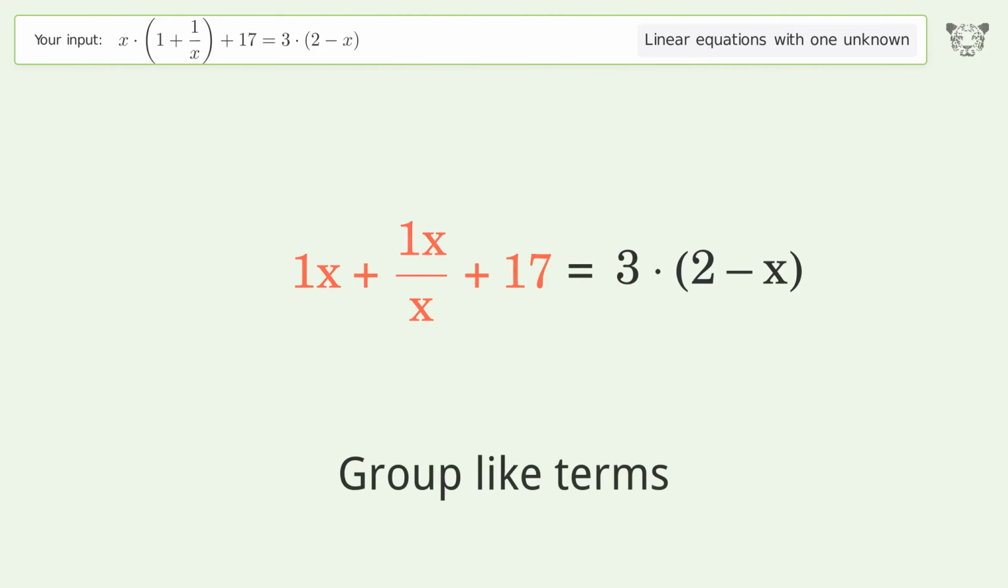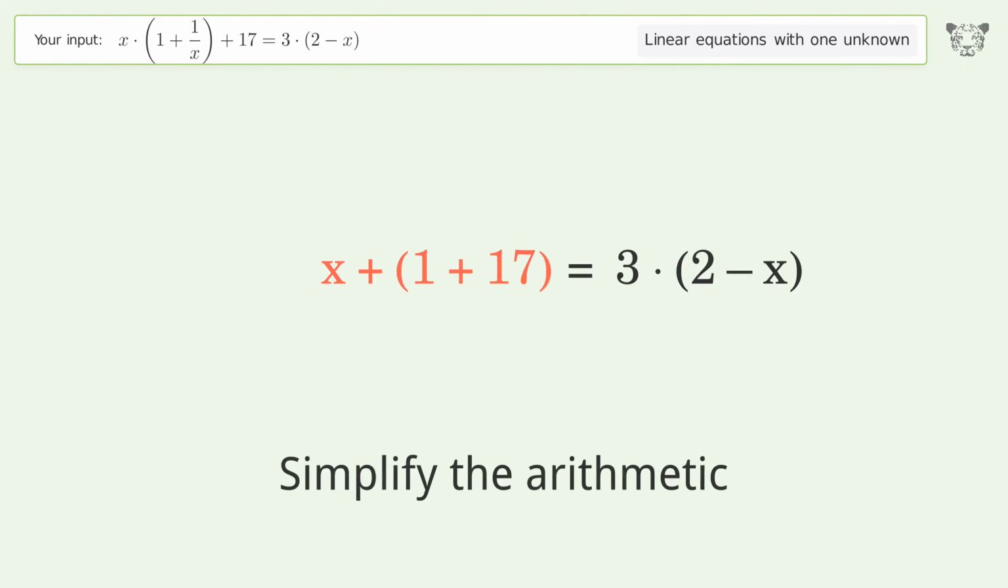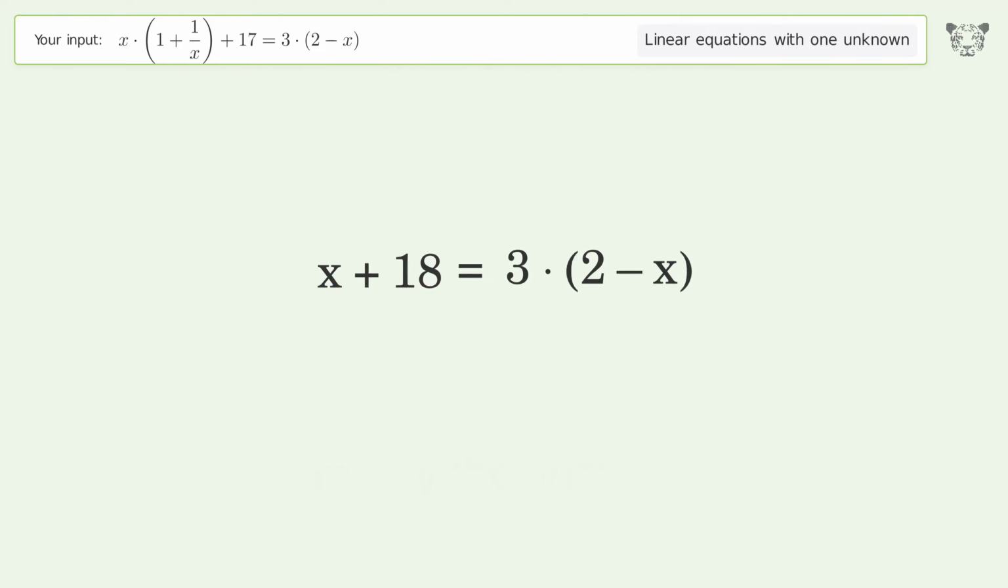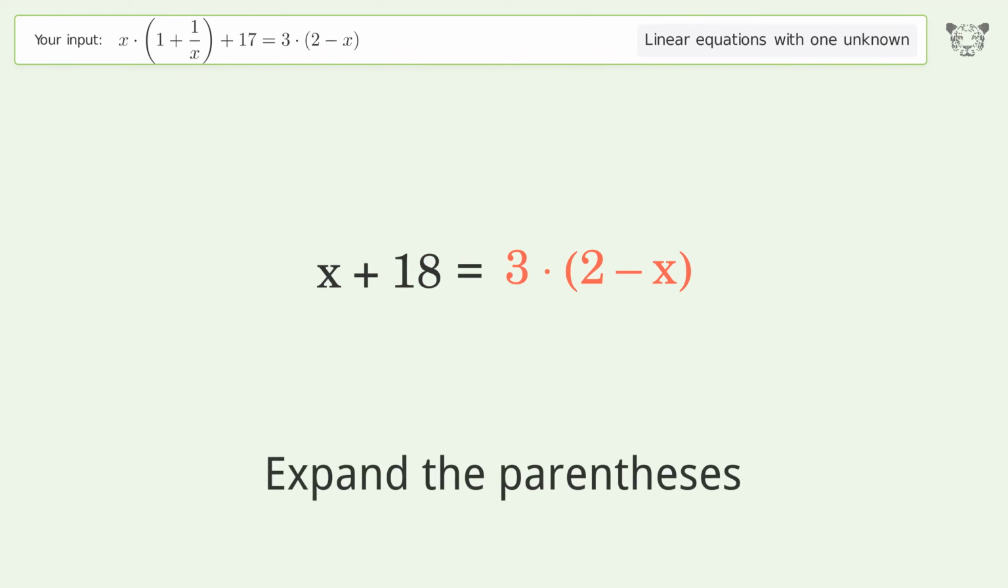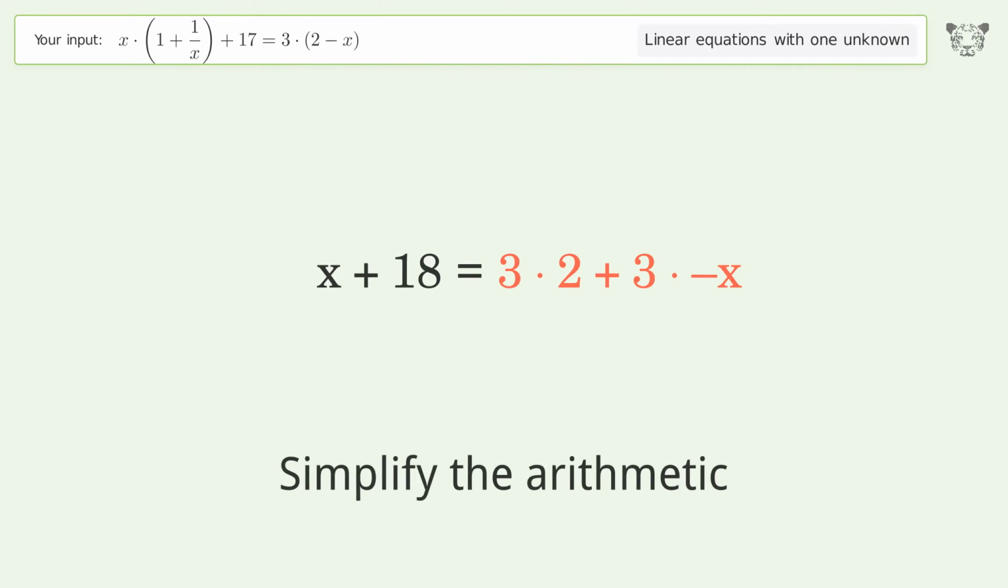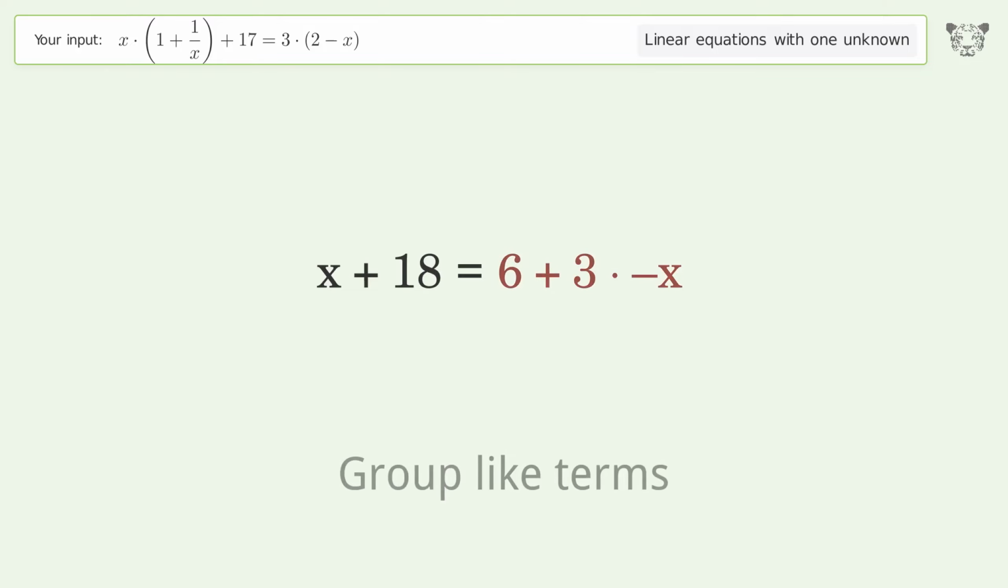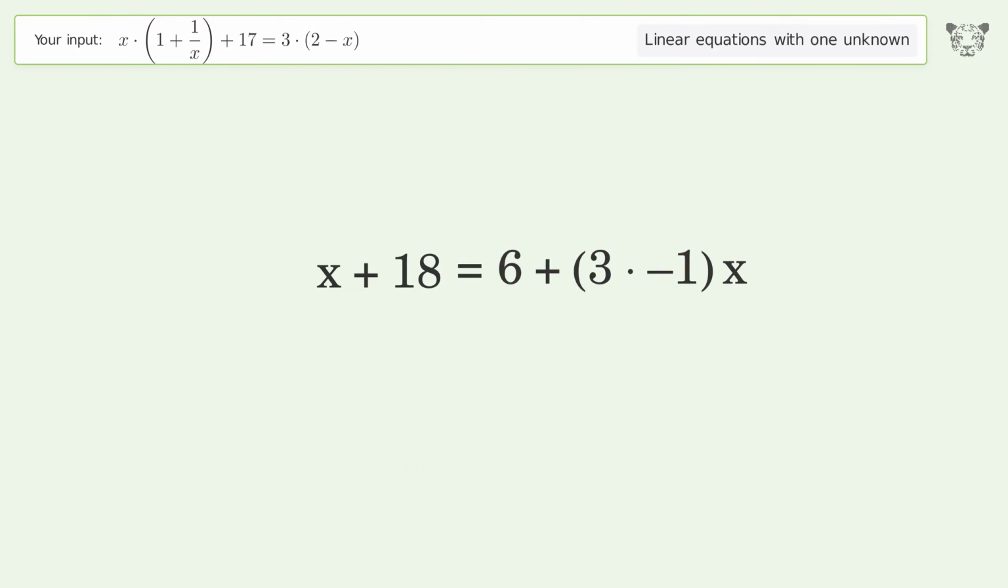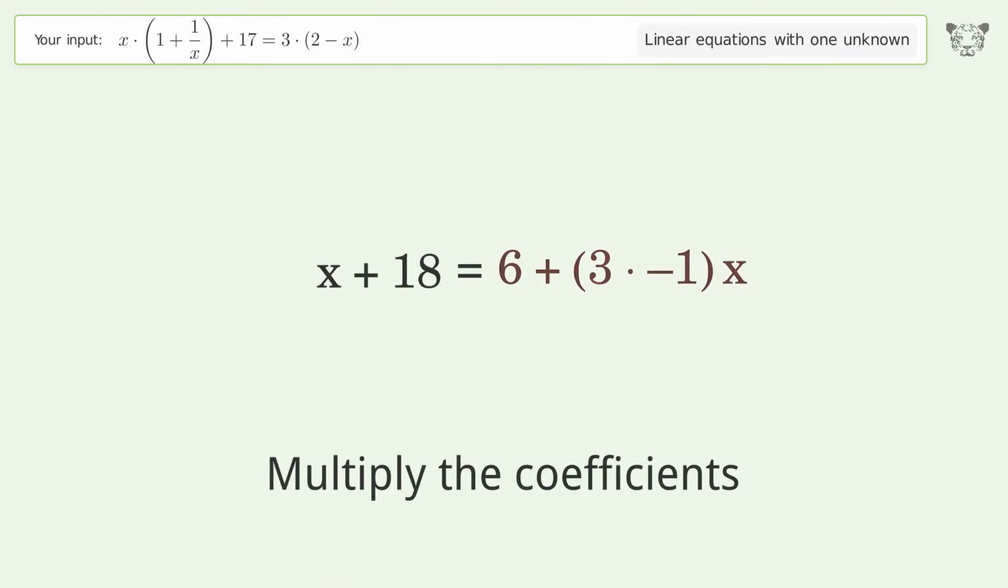Group like terms. Simplify the arithmetic. Expand the parentheses. Simplify the arithmetic. Group like terms. Multiply the coefficients.